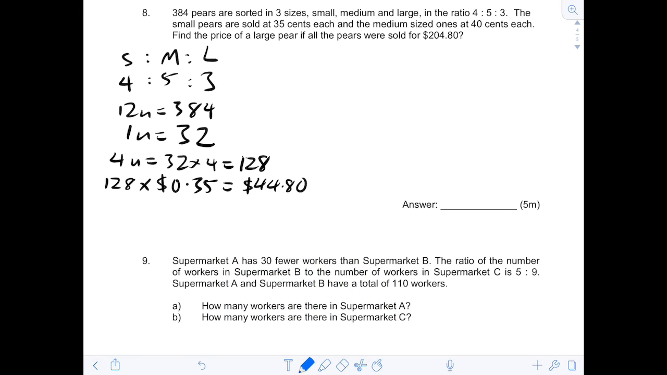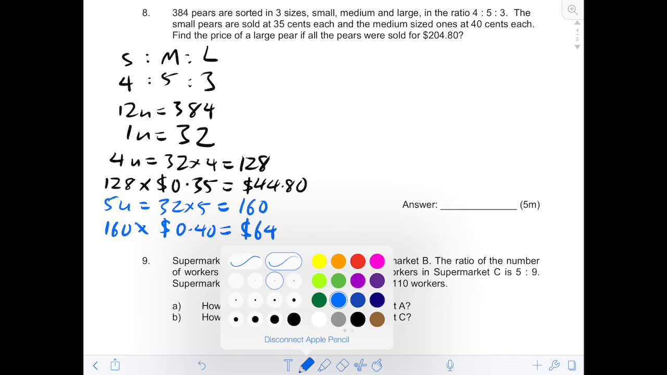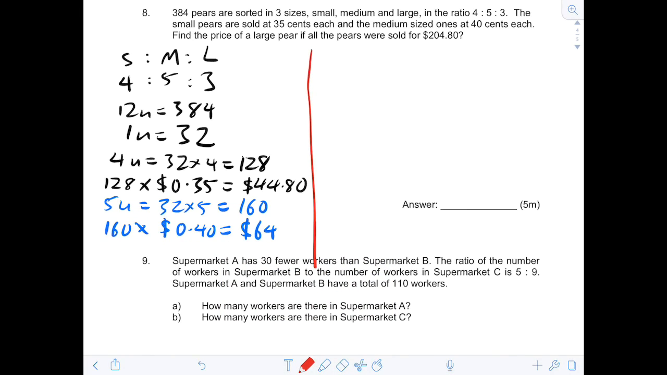And next, using a different color, if let's say we're going to find the medium ones, the medium ones is at 40 cents each, so we get 5 units equals to, we find a total number of medium pairs. 5 units will be equal to 32 times 5. It will give you 160. And here you're going to take the 160 multiplied by how much it costs, which is 40 cents. You will get $64.